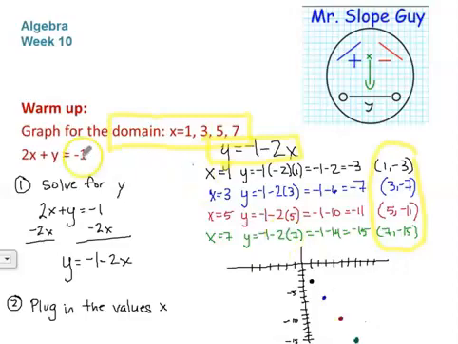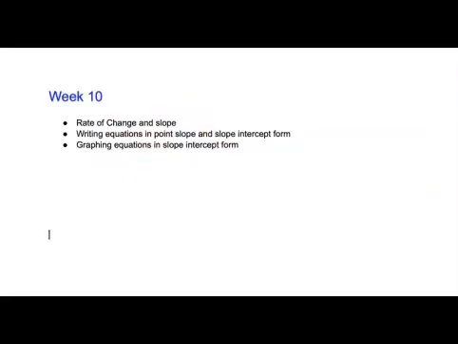If it just said graph this and it didn't have this part here, then we would connect our points. But it tells us to only graph for that specific domain, and that's why we only have points. So I just wanted to make sure everybody understood that, and let's move on now.